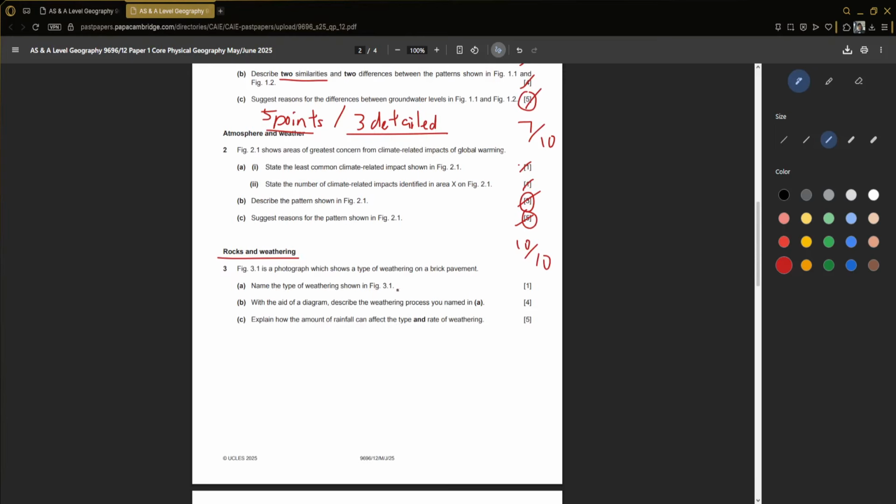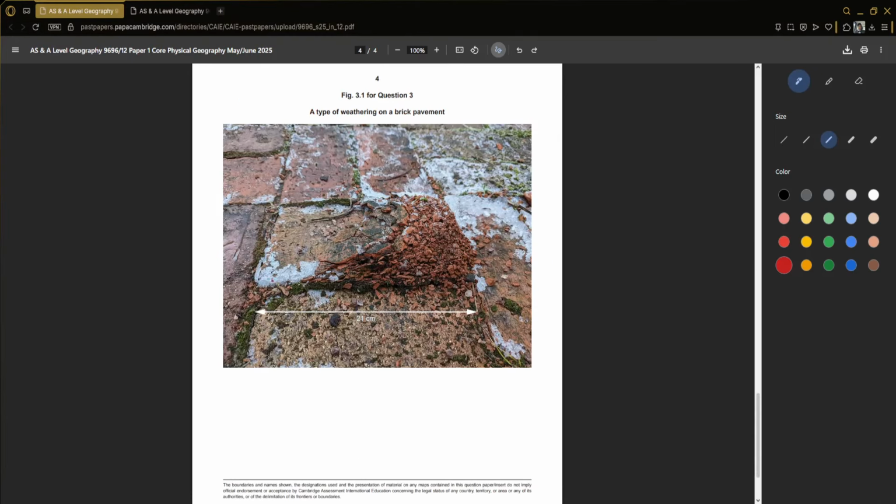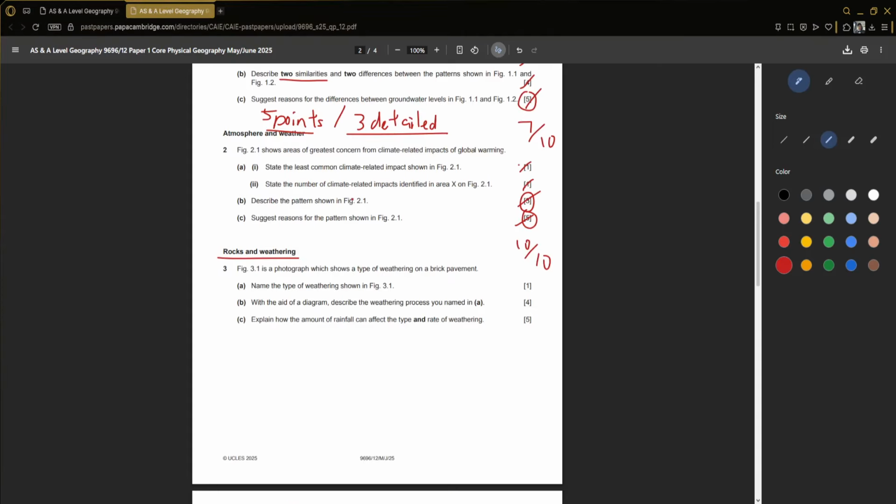Name the type of weathering shown in Fig 3.1. Immediately, you can spot ice, and the only thing you learn about weathering relating to ice is freeze-thaw weathering. So just write freeze-thaw weathering, and you get 1 mark.